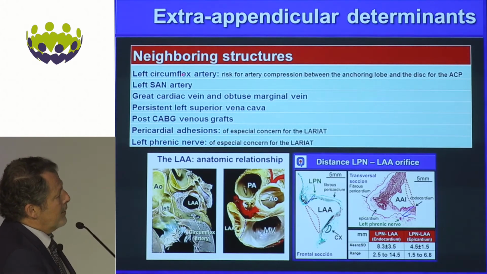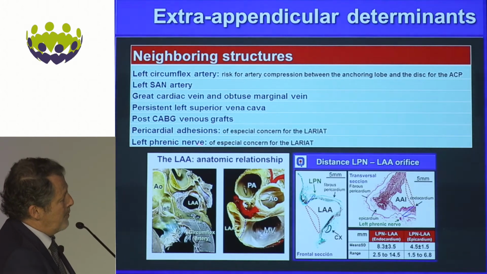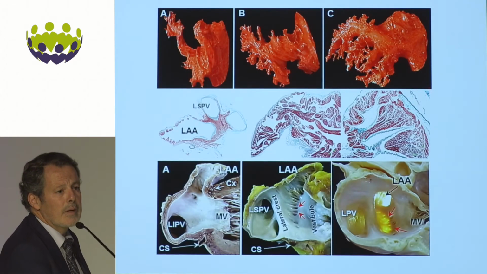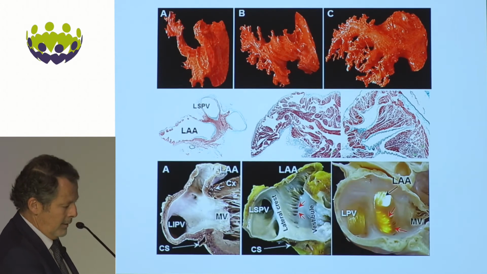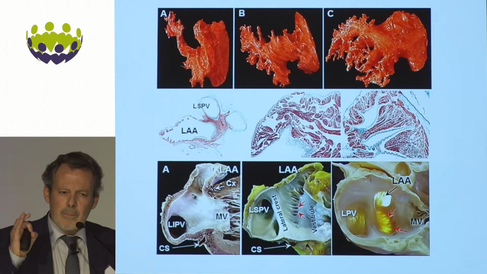Therefore, the presence of the left circumflex artery, the risk of artery compression between the anchor lobe and the disc for the Amplatzer, the artery of the sinus node, the presence of the great cardiac vein and obtuse marginal vein, the presence in some cases of the persistent left superior vena cava, the pericardium, and the left phrenic nerve, of special concern for the Lariat, are anatomic determinants that we should also take into account when we are planning left atrial appendage occlusion.